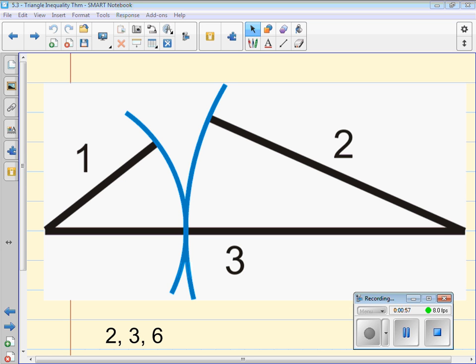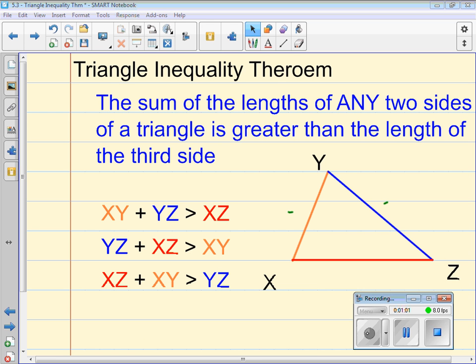So let's look at coming up with an understanding of this in more detail. We have the triangle inequality theorem, and it basically says this: the sum of the lengths of any two sides of a triangle is greater than the length of the third side.